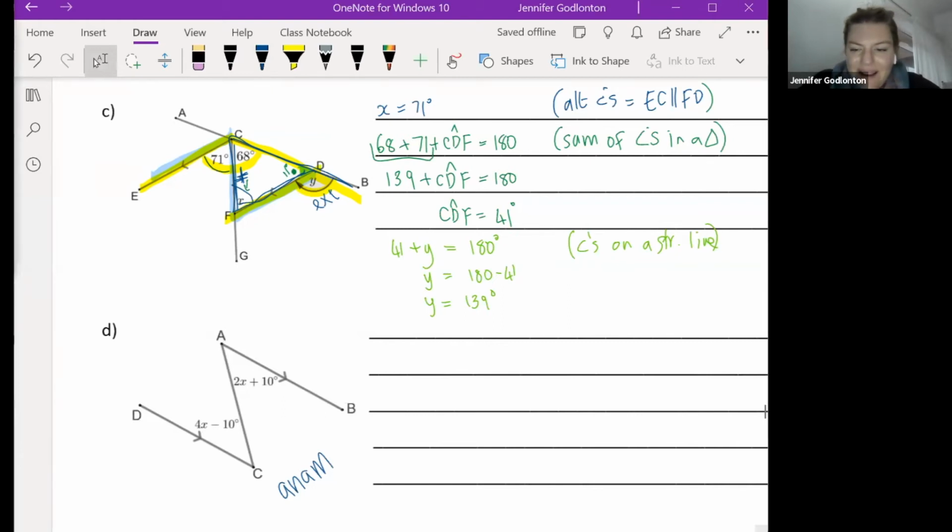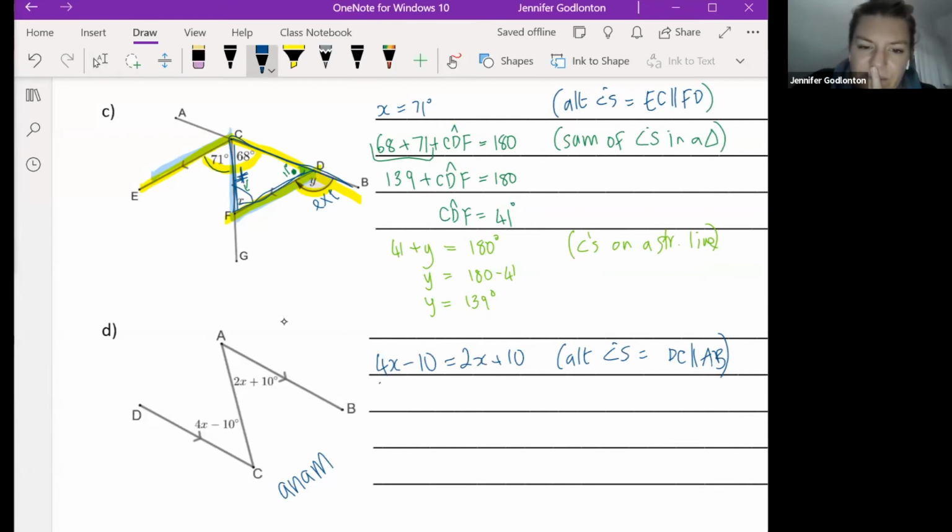Okay, Anam. Yes. Hello again. I said 4x minus 10 equals 2x plus 10, with the reason of alternate angles, DC is parallel to AB. Perfect. 2 marks in the bag. Then I said 4x minus 2x equals 10 degrees plus 10 degrees. Good. Then I got 2x equals 20 degrees. Then I divided by 2 and got x equals 10 degrees. Perfection.